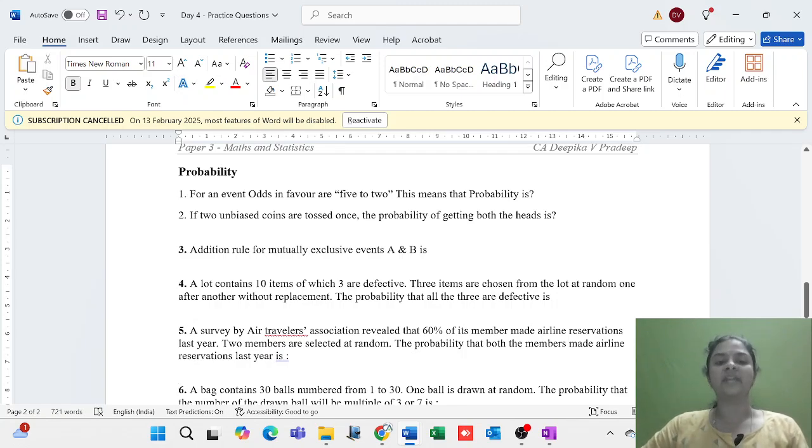If two coins are tossed once, then the probability of getting both the heads is, both heads, head head. So head head 1 by 4. Two coins, two outcomes per coin. So 2 square, 4. So the answer is 1 by 4.